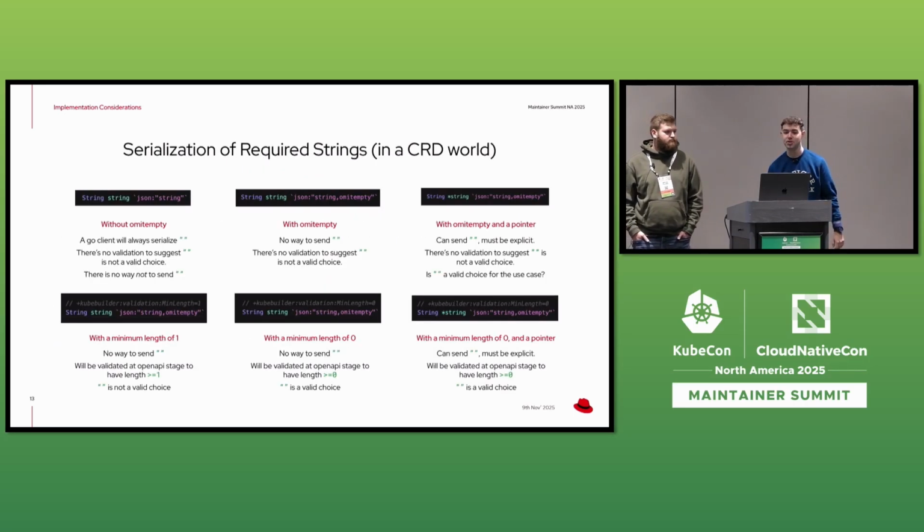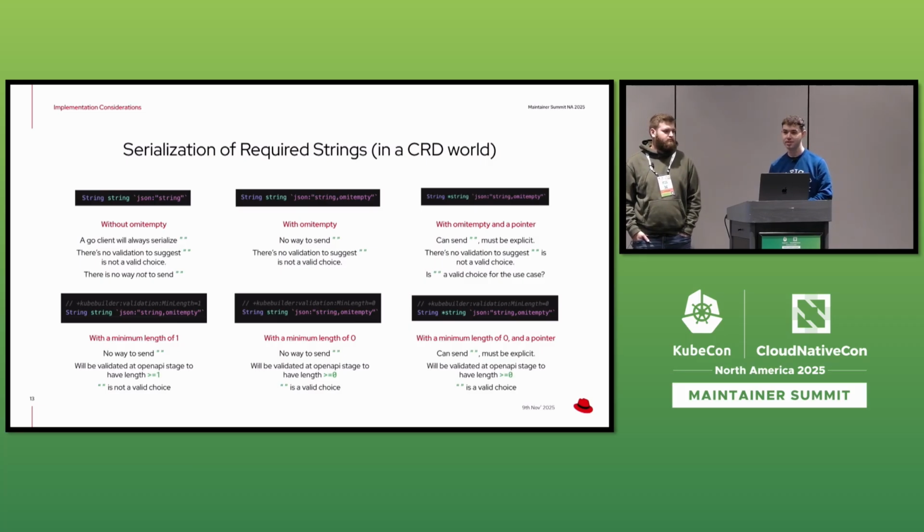So here's a bunch of examples of how to serialize a string. I'm going to focus this on the CRD side because it makes it a little bit easier for the moment. But starting in the top left, string without omitempty, this is what you would normally see for a required string in a Kube API. The Go client will always serialize the empty string. There's no way not to send it.